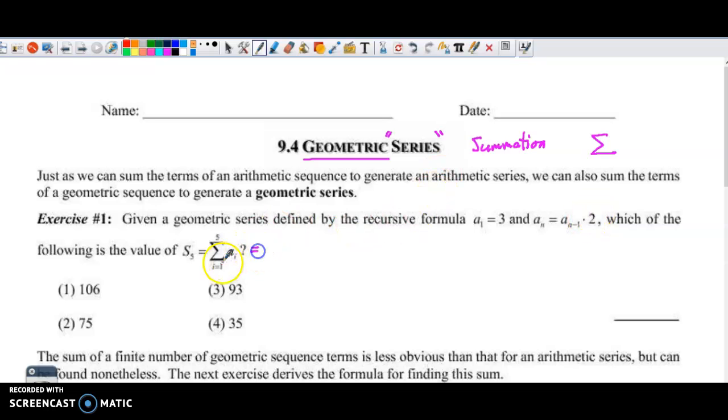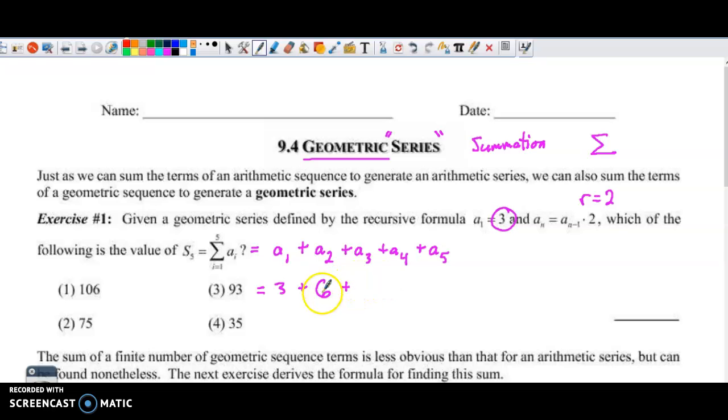So what this notation is, we're plugging 1 in for i, so we're doing a sub 1 plus a sub 2 plus a sub 3, and we continue on until we get to this top number, a subscript 5. Now they tell us what the first number is in this pattern, it's 3, but then the next number is defined recursively as double 3. So our common ratio in this problem is 2, which is why the second number is 6.